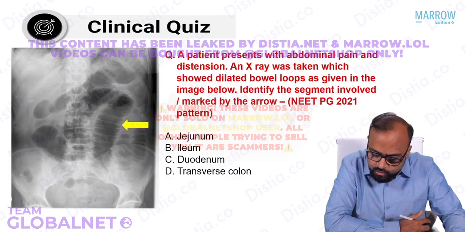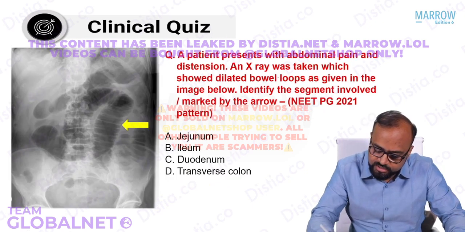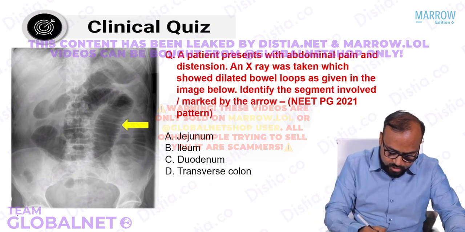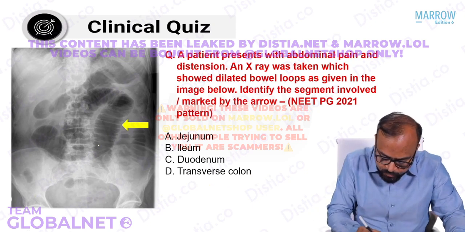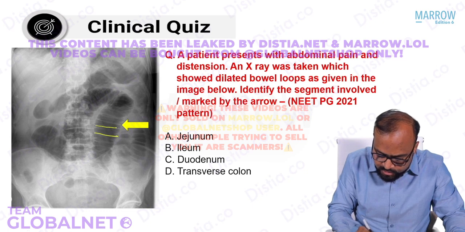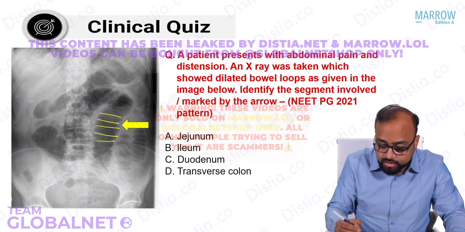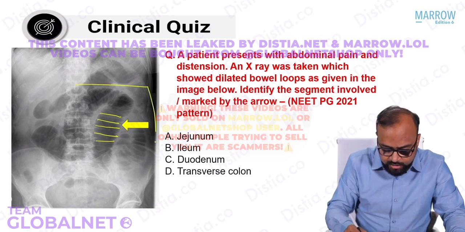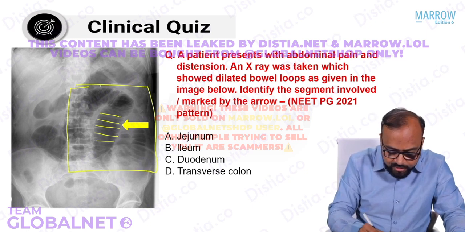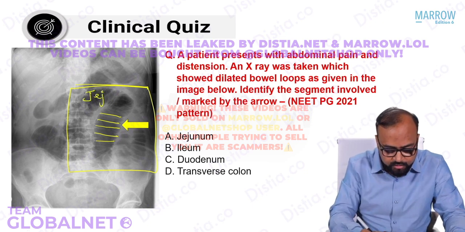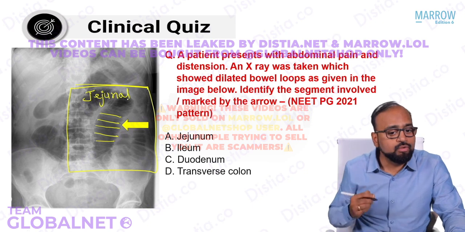Now, what is this bowel loop? This patient presents with abdominal pain and distension. X-ray is taken, shows dilated bowel loops. Look at this bowel loop. Look at the bowel wall markings. Can you see that there are complete transverse mucosal folds along this bowel loop? And where is this bowel loop located? It is located in the upper left abdomen. So this is very likely to be a jejunal loop.